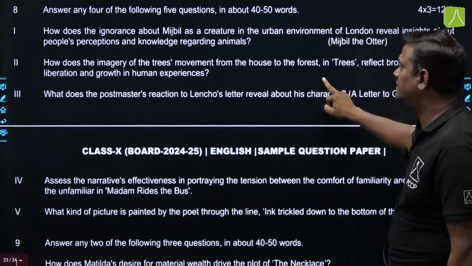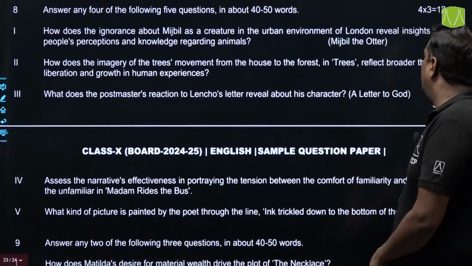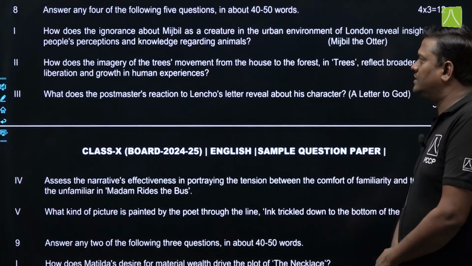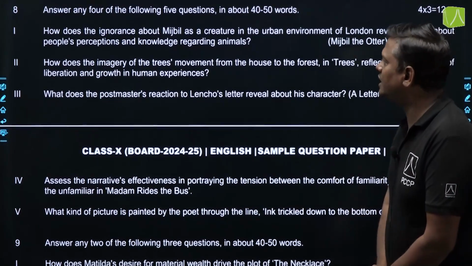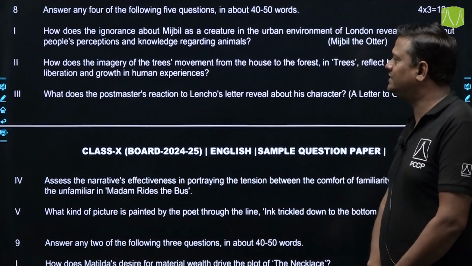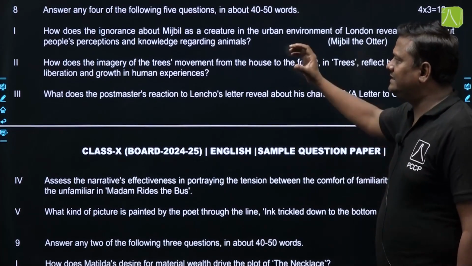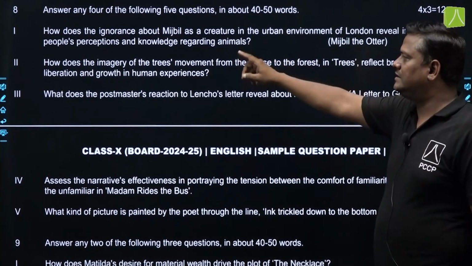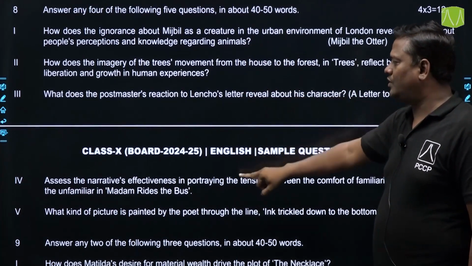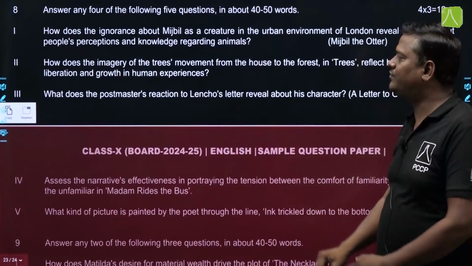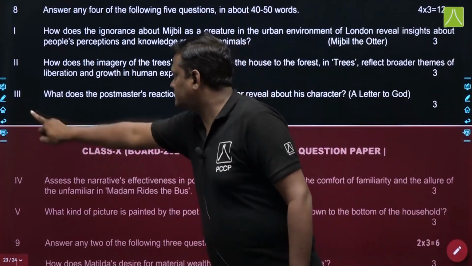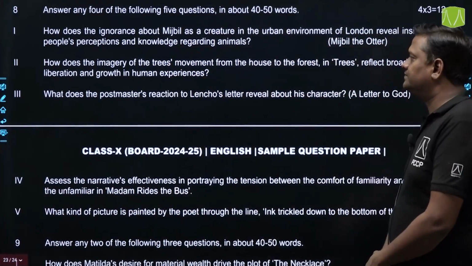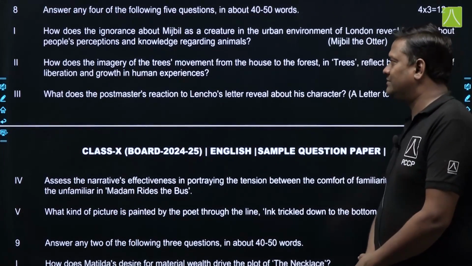Now, we will have some short answer questions. We have to answer the questions in 40 to 50 words, and in this we will have 5 questions. As you can see, 1, 2, 3, 4, 5, and you have to answer any 4. Each question will be of 3 marks.